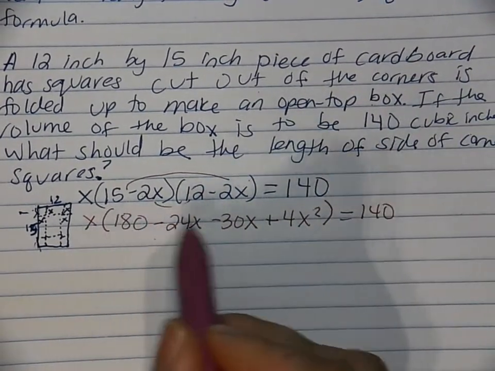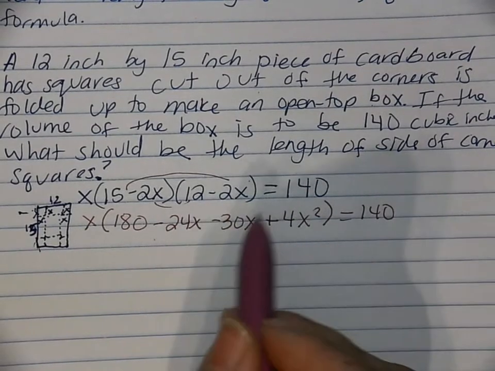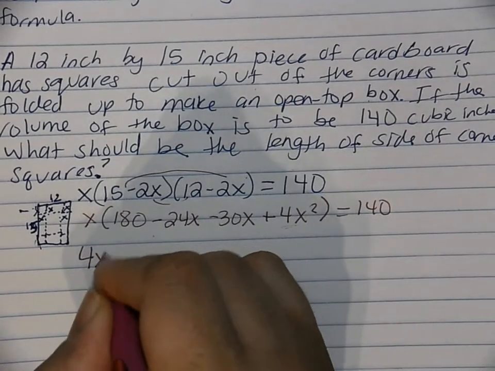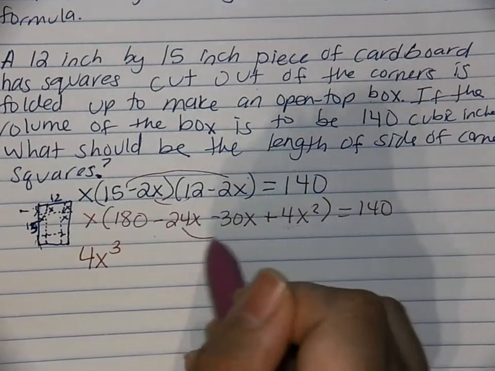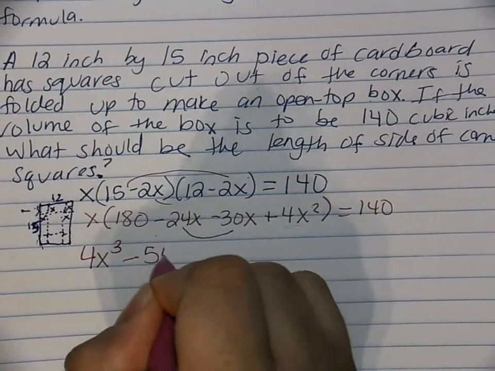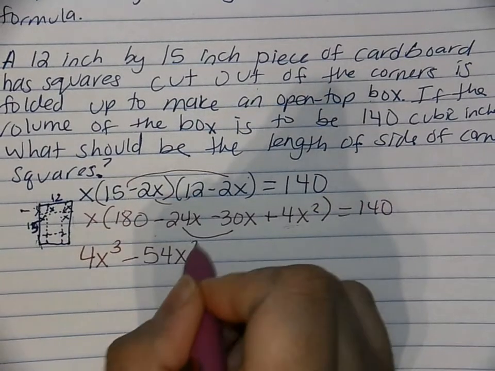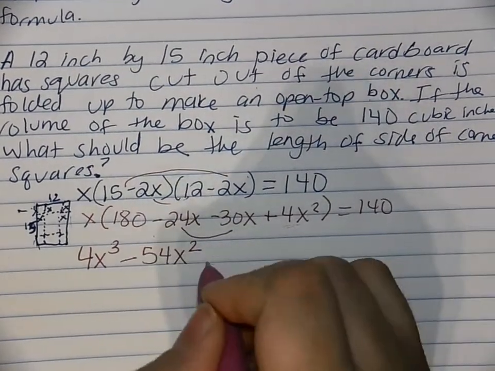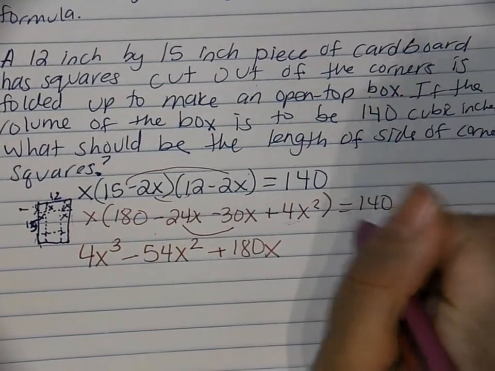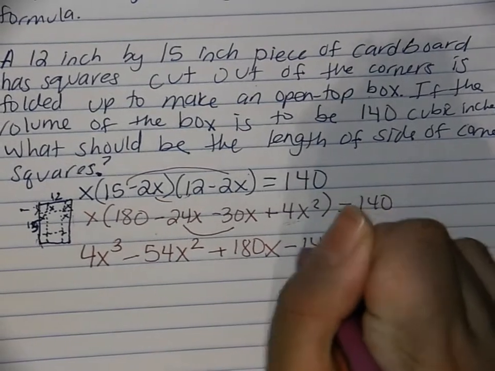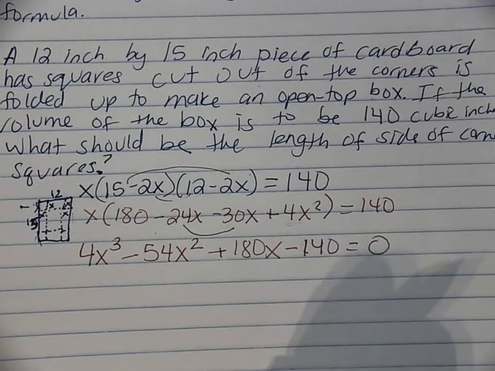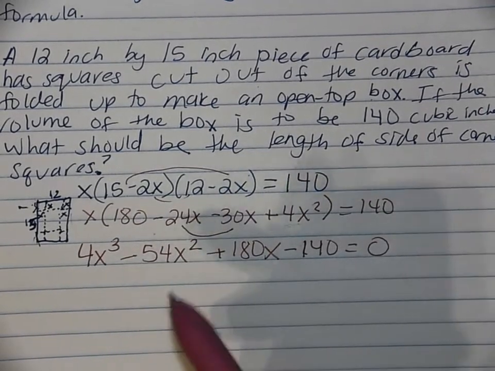I want to distribute the x to everything, but I also want to move stuff around. So I'm going to move the 4x squared first, and when I multiply it times an x, I'm going to get 4x cubed. Then I'm going to combine these x's, so this would be a negative 54x, but again, I'm going to multiply it by x, so I get an x squared. And finally, I have this 180, but again, I'm going to multiply it times x, so I'll get 180x, and then I'm going to subtract that 140 also to the other side, so that I just have 0 on one side equaling all this.